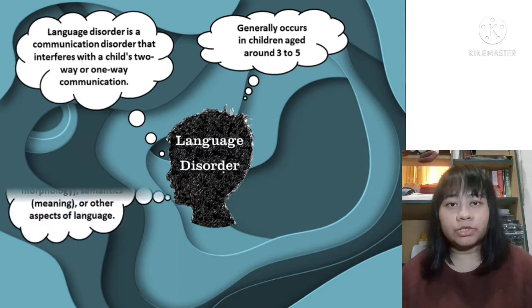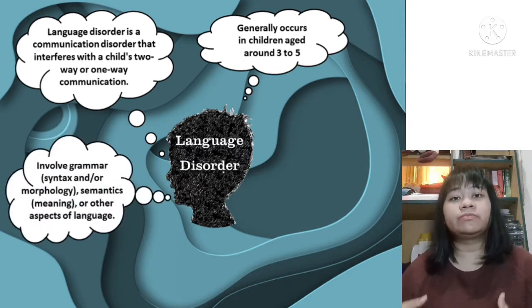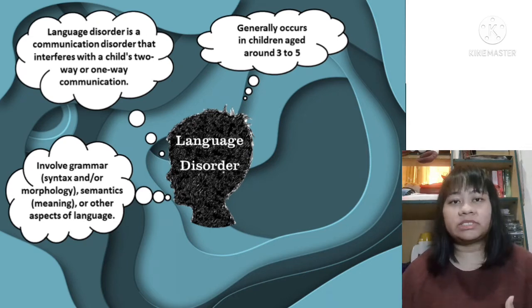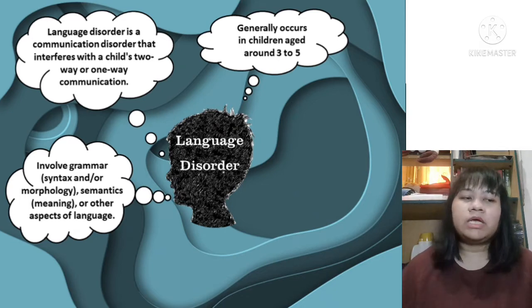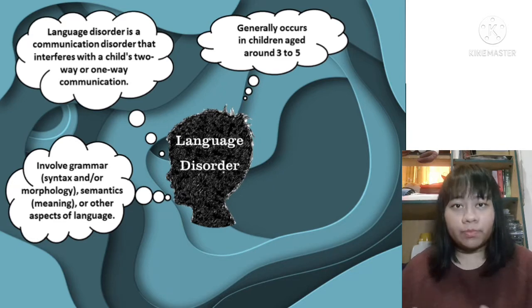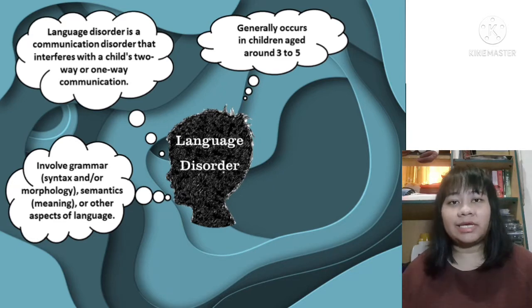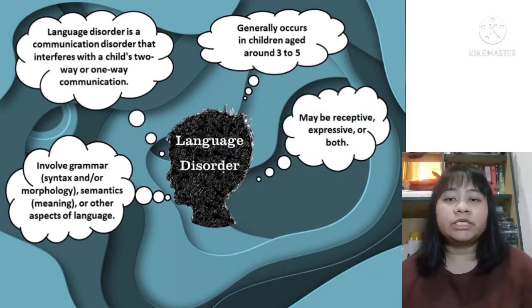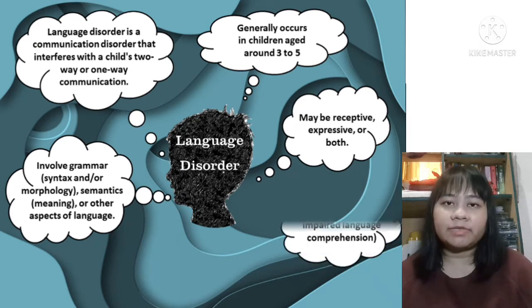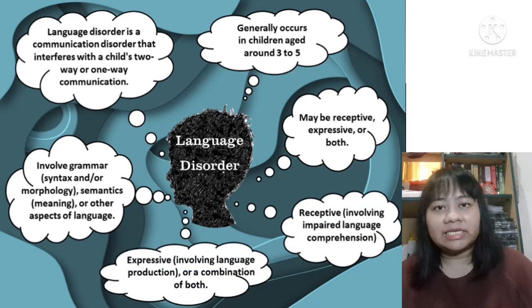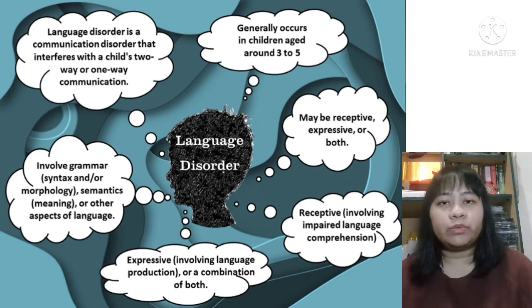Children with language disorders usually have difficulty in producing sentences completely and correctly, in accordance with the rules and regulations of grammar. They may only produce simple sentences and easy words, referring to important points to represent what they want to say. There are two types of disorders that are usually experienced by children with language disorders. The first is receptive, which involves impaired language comprehension, and the second is expressive, which involves language production.